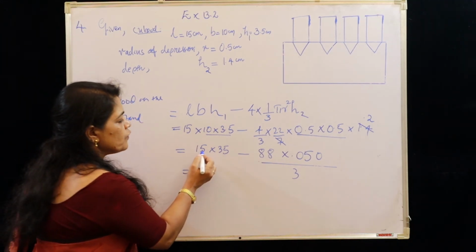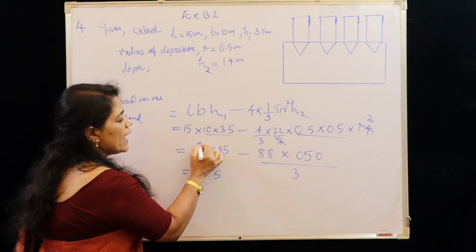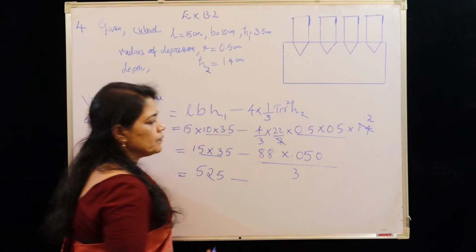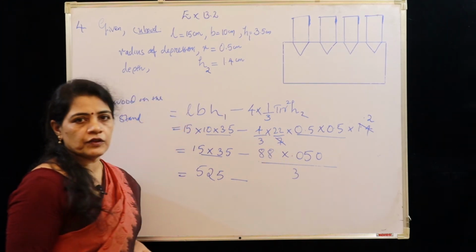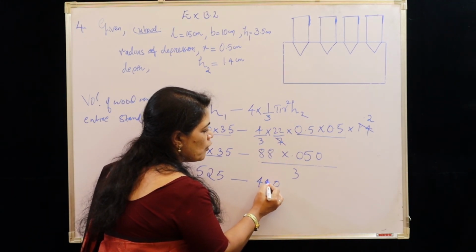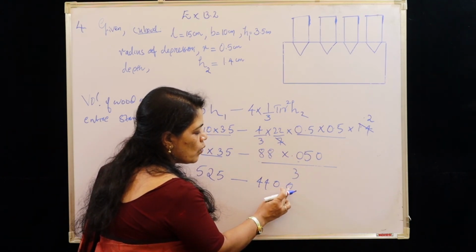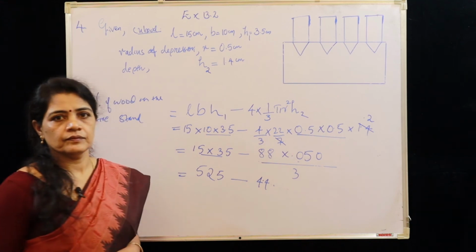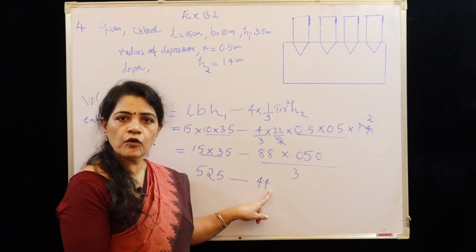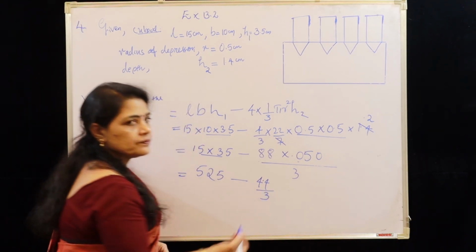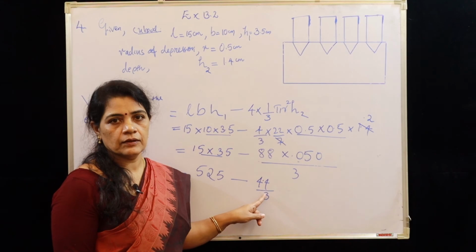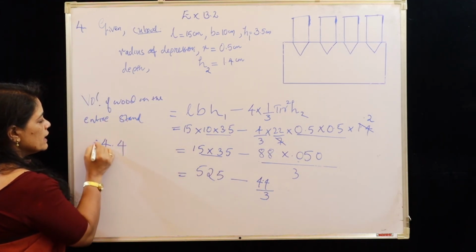15 into 35: 5 into 5 is 25, 2 carries; 15 and 5, 20, 22 and 2 carries; 5, 1 threes are 3 plus 2, 5, giving 525, minus. Here we are multiplying 88 into 50. That means 88 into 5 is 440, and we have 3 decimal places, 1, 2, 3, so that is 4.4. Since we have 3 decimal places, that should be shifted to the left side. So you will have 4.4 divided by 3. That is what we are going to divide over here, 525 minus 4.4 divided by 3.